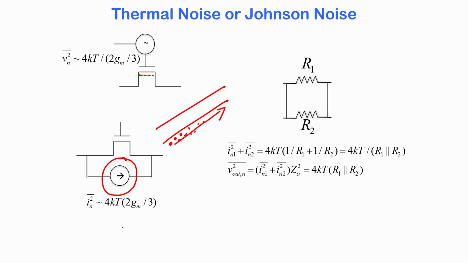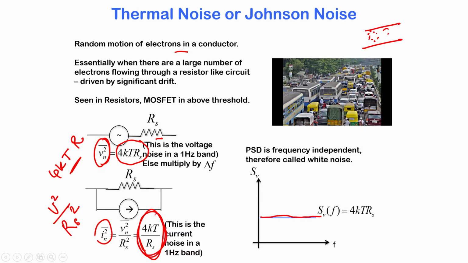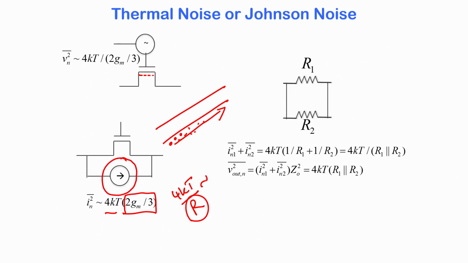For a MOSFET operating in saturation mode above threshold, it has a resistance, and in this case you have your thermal noise current, which is supposed to be 4kT by R. That was the thermal noise current, and that term here is approximately 4kT into 2/3 gm, where gm is the transconductance of the MOSFET. And gm therefore determines the amount of noise. So if you want a smaller amount of current noise, you want to reduce the gm of the MOSFET. So this is the output noise of the MOSFET.